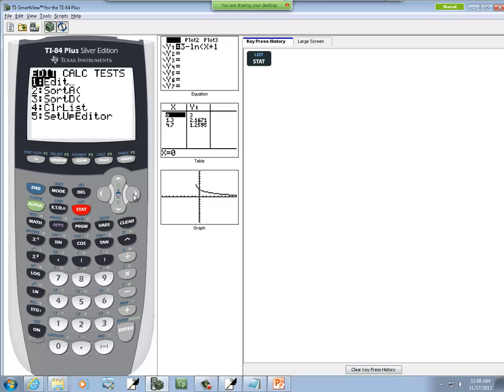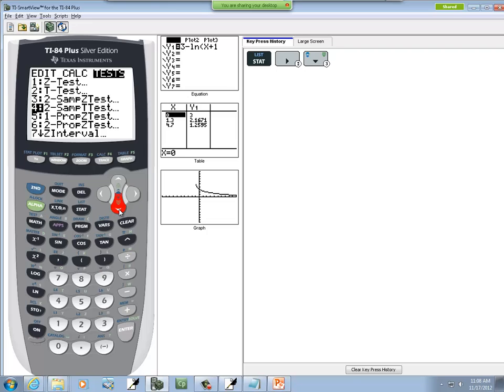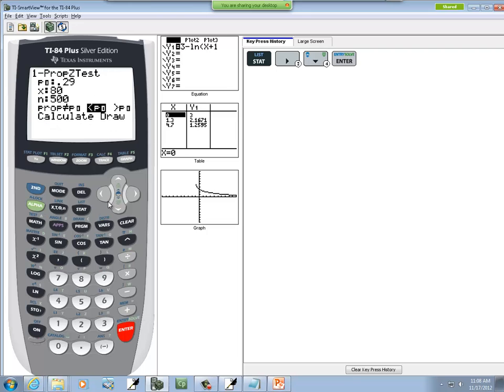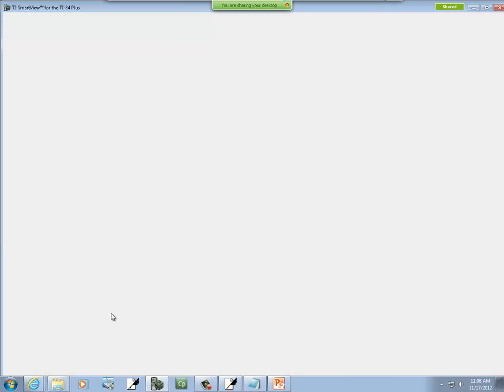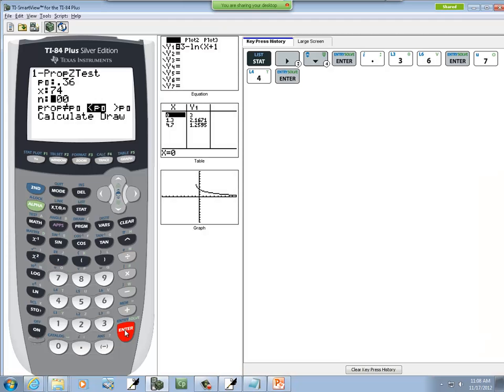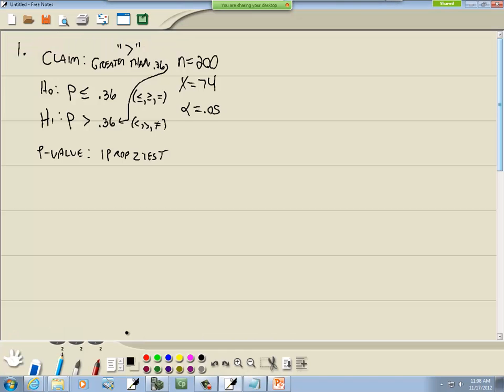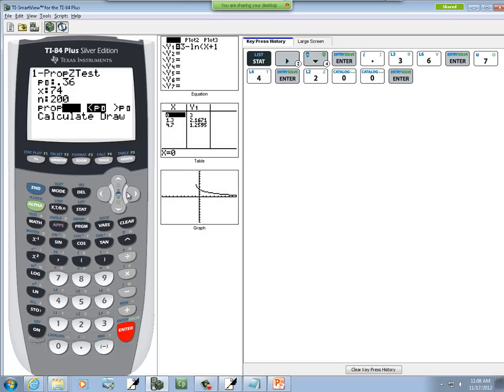Okay, so I'm going to choose stat, right arrow to test, and we want to choose the fifth one. You can down arrow to it and press enter, or you can just press the number 5 that's in front of it. It'll do the down arrow and enter for you. p0 is a number off of our claim, which is 0.36. X we said was 74. n is 200. And the symbol off of H1 is a greater than. So I'm going to right arrow over to the greater than and press enter on it. Down arrow to calculate and press enter.